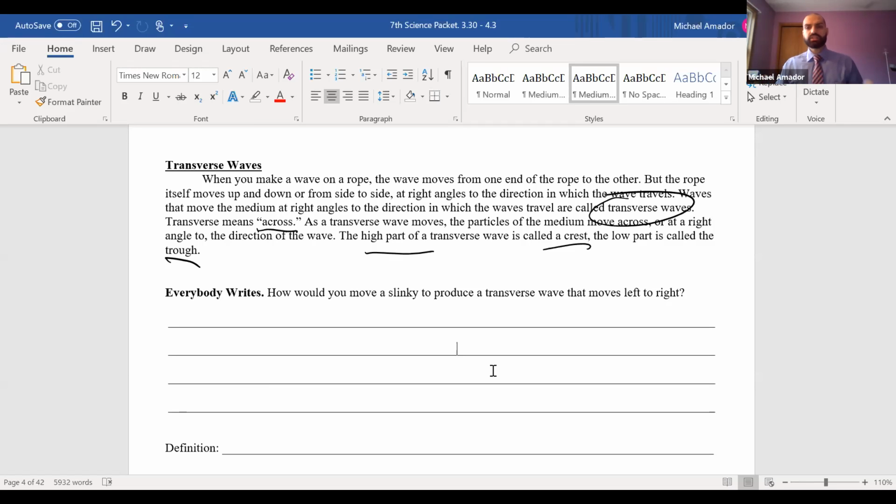Okay, so be more specific because there's so many ways you can wiggle something. Are you gonna move your hand in a circle? Are you gonna move it up and down? Are you gonna move it left and right? Diagonal, all crazy directions? What are you gonna do? Left and right. You're gonna move it left and right? Yeah. Okay, so that's an idea there. Let's take a look at how we would produce transverse waves. I'm just gonna go ahead and share computers.